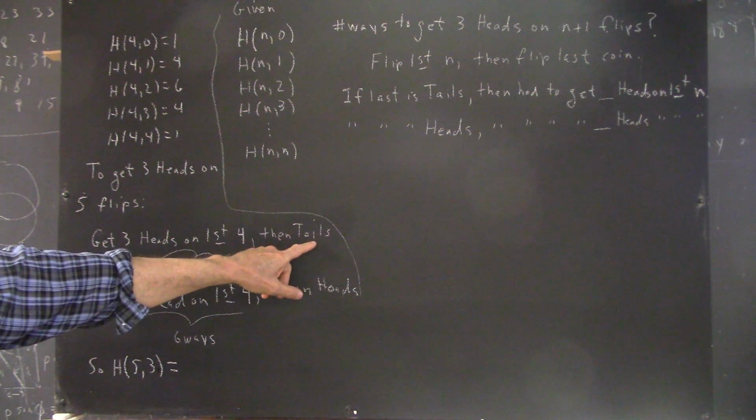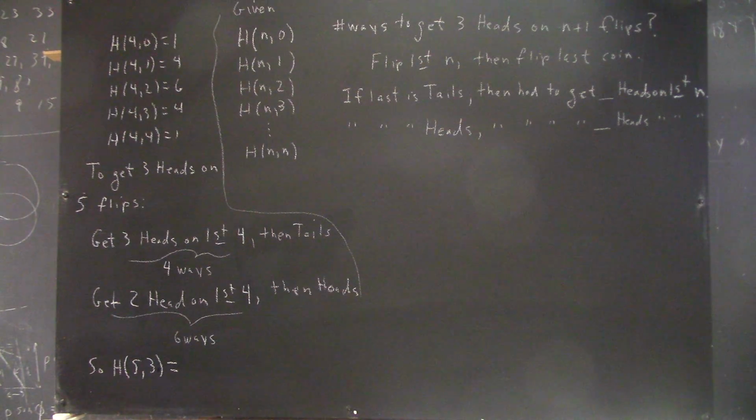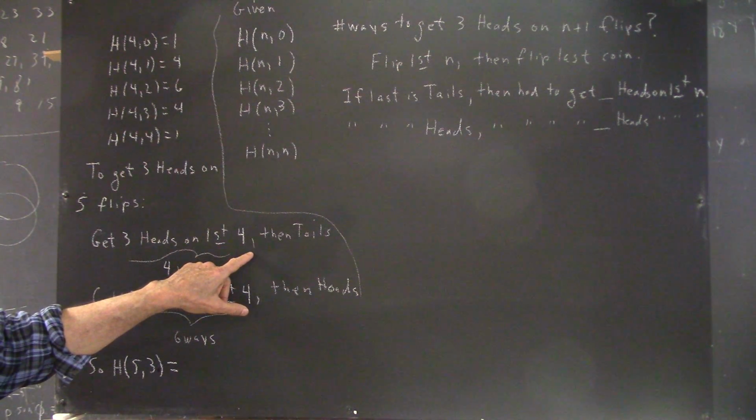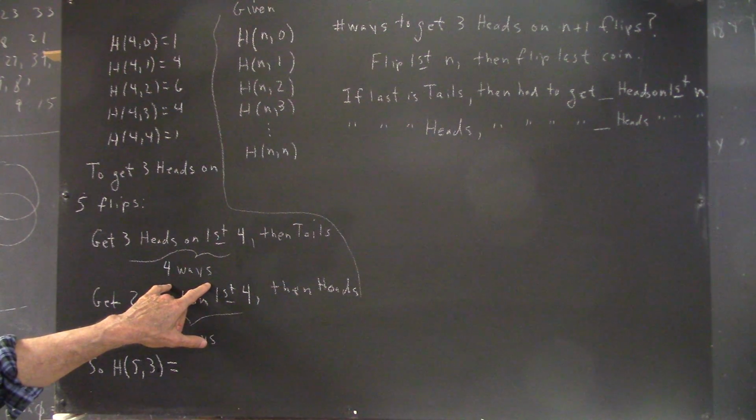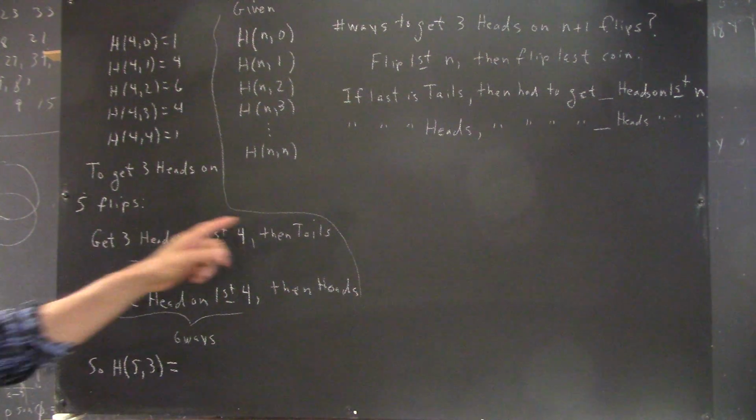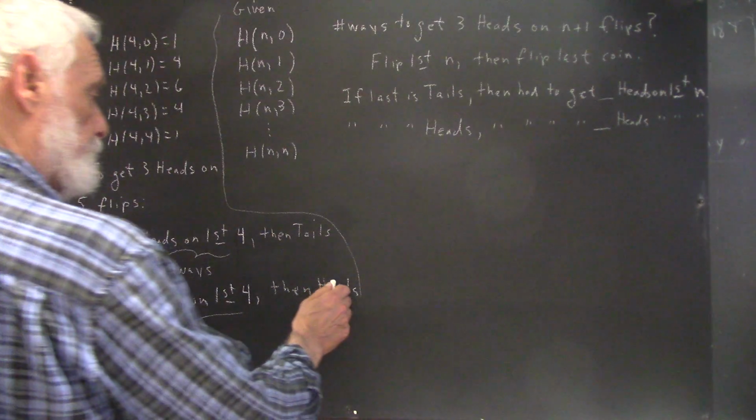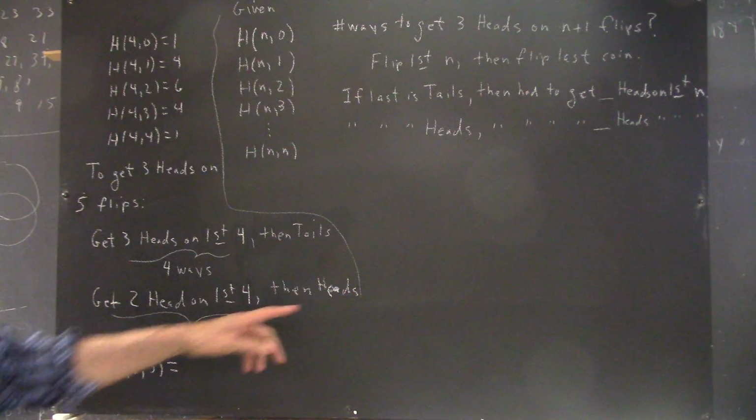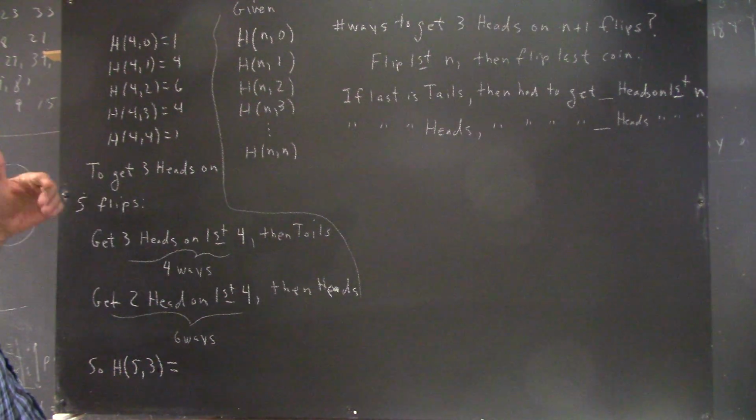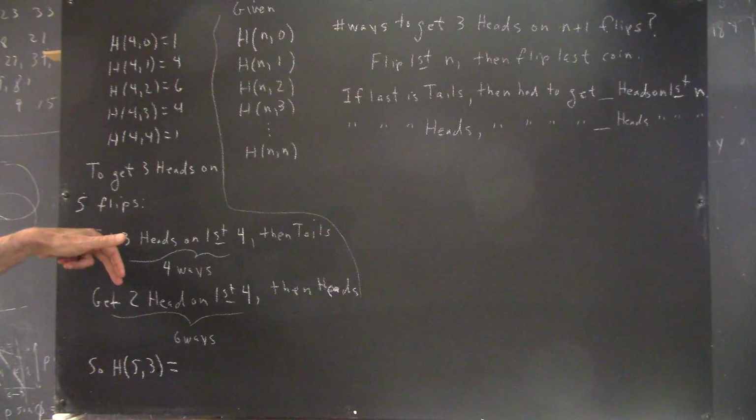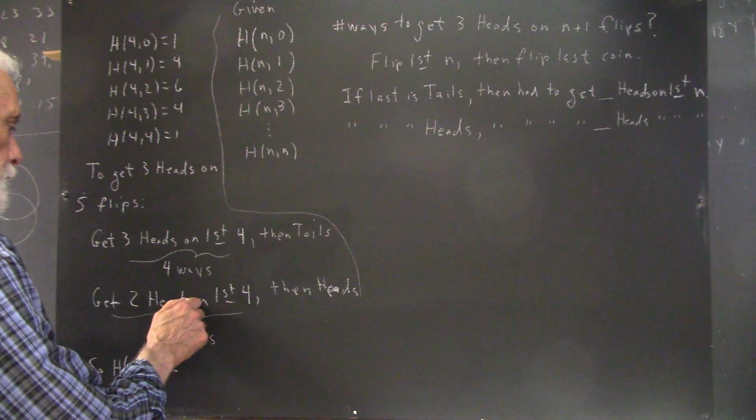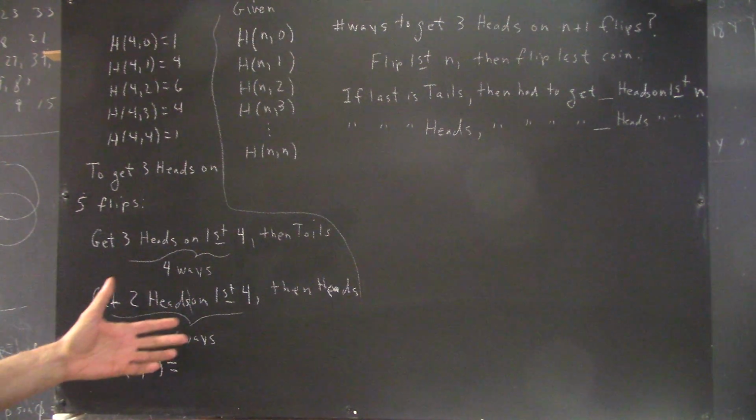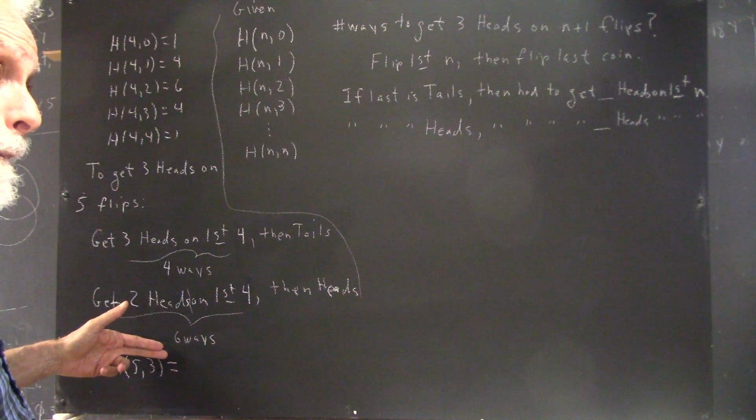Okay, if we have a tail on the last flip, then what did we have to do? We had to have all 3 heads on the first 4 flips. And there are 4 ways to do that. Now, of course, if we get heads on the last flip, then in order to get 3 heads on the 5 flips, we would have had to get only 2 heads on the first 4. Okay, and there are 6 ways to do that.